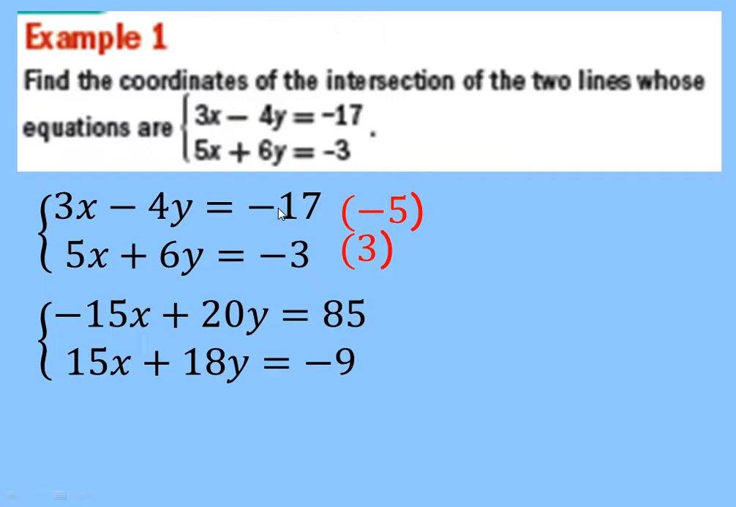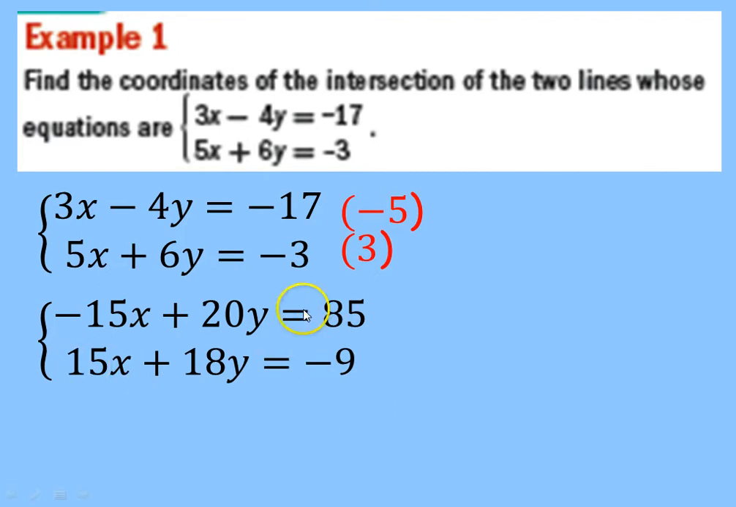Doing that multiplication gives you this equation here. Negative 15x comes from negative 5 times 3x. The positive 20y comes from negative 5 times negative 4y. A negative times a negative is a positive, and 5 times 4 is 20. And the 85 comes from negative 5 times negative 17. Negative times negative is positive, 5 times 17 is 85.